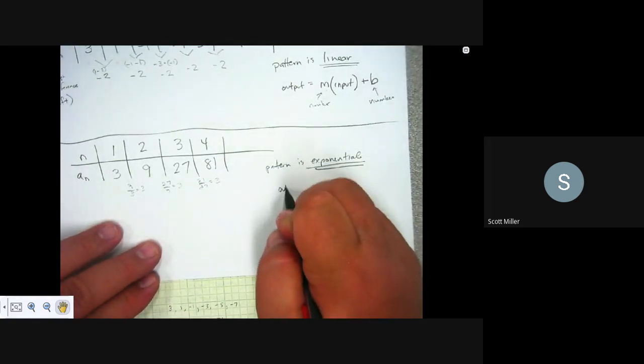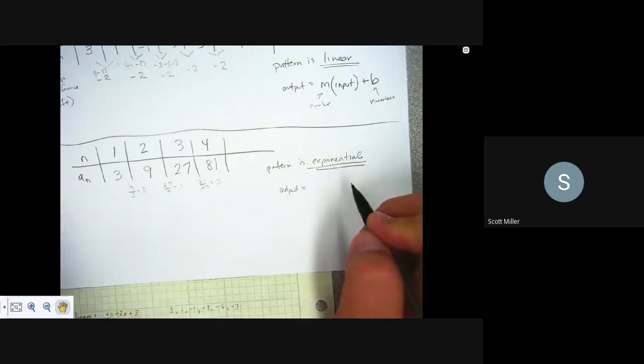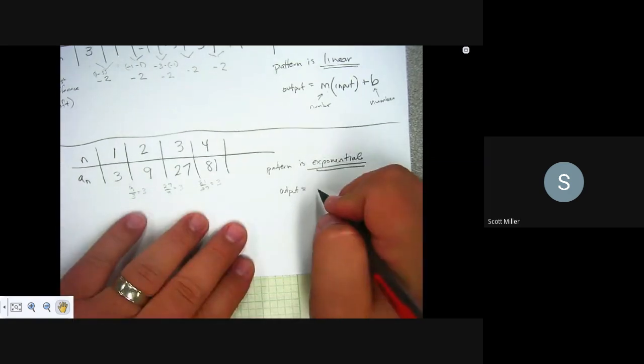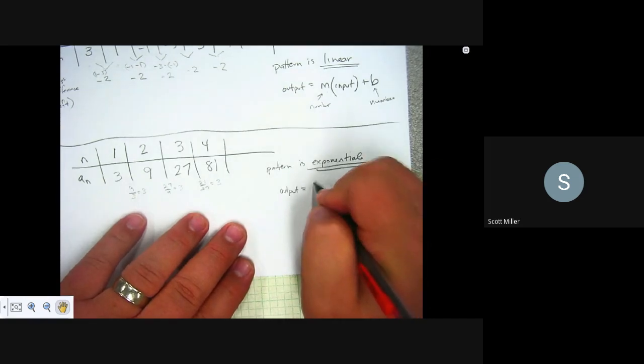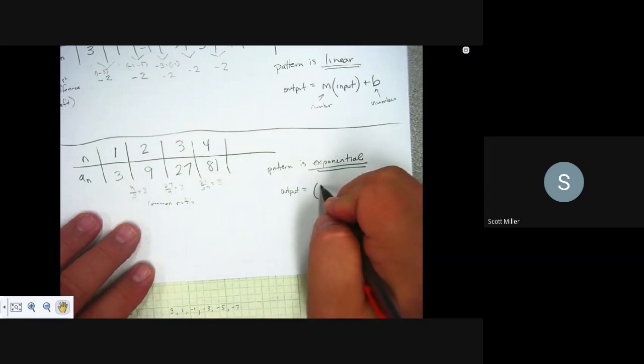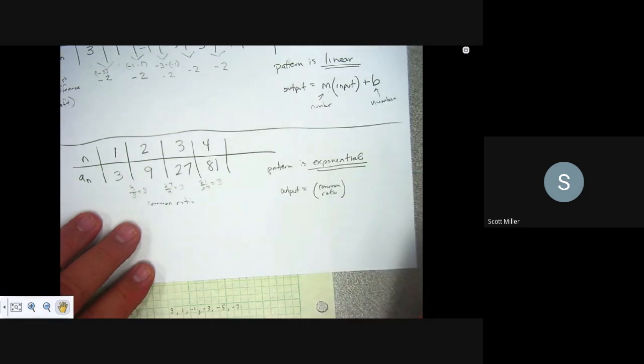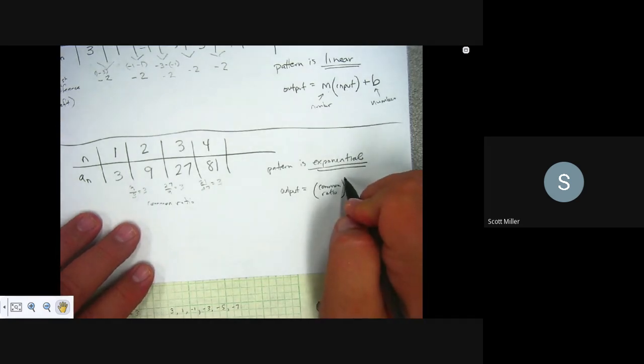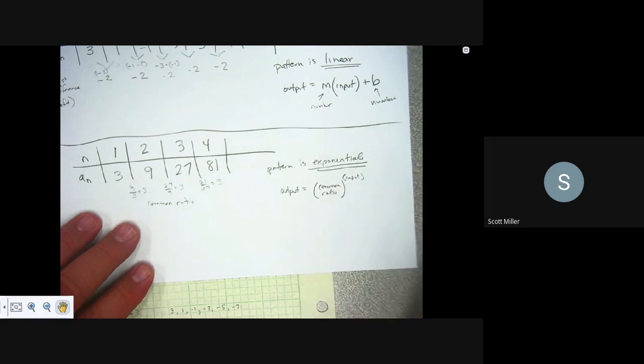And in this case, your output is, I'll just keep it simple, this one. This right here is called your common ratio, this number 3. So it is your common ratio, okay? And then up here will be an exponent, something to do with your input. There's more to that, but that's your basic format.